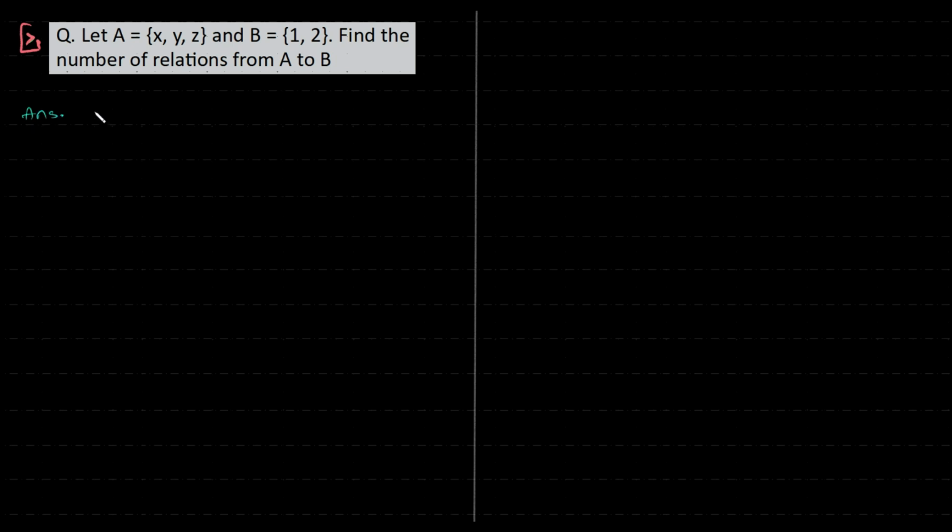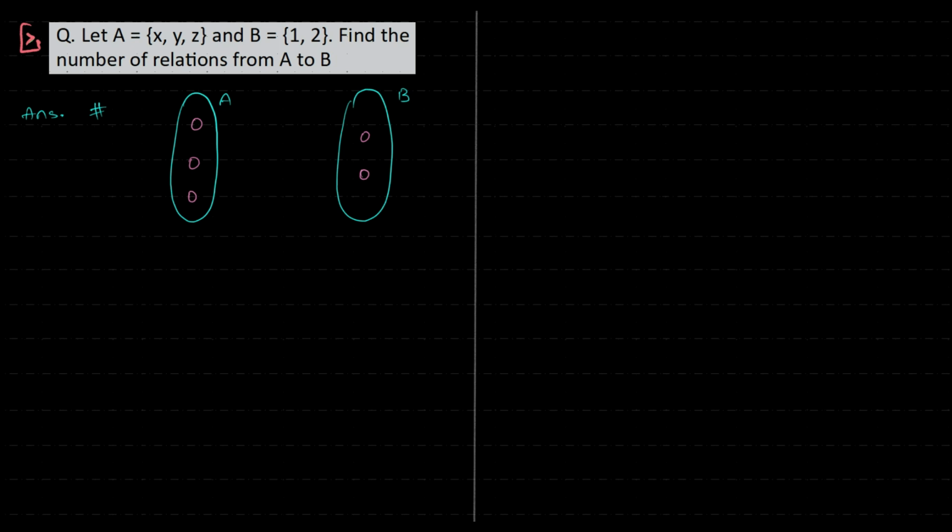So what they're asking us to do is, we have set A and set B. There are 1, 2 and 3 elements over here and 2 elements over here. The question is, how many types of relations can we establish between A and B?